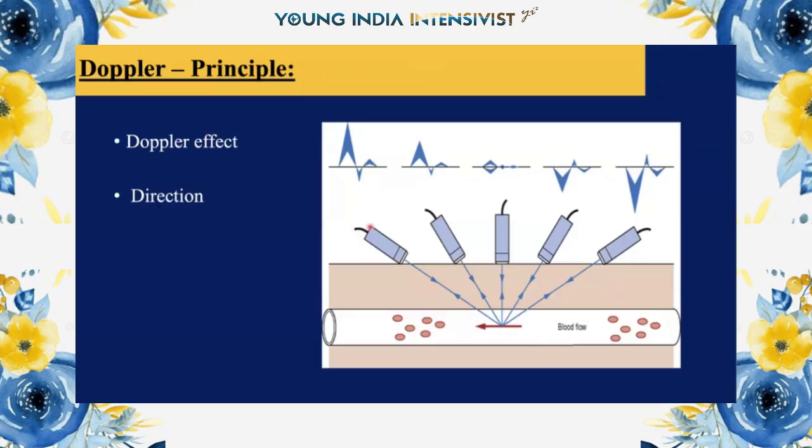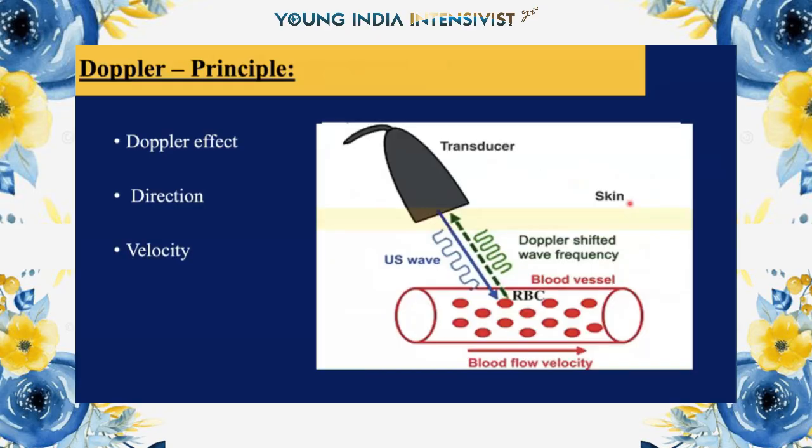For example, in this principle, say this is the probe, okay, this is the blood flow. If blood comes in this direction, for example, there are 5 probes here, probe number 1, 2, 3, 4, and 5, okay. So when the blood flows towards the probe, it has a huge positive deflection. But when blood flows away from the probe, at probe number 5, it has a huge negative deflection.